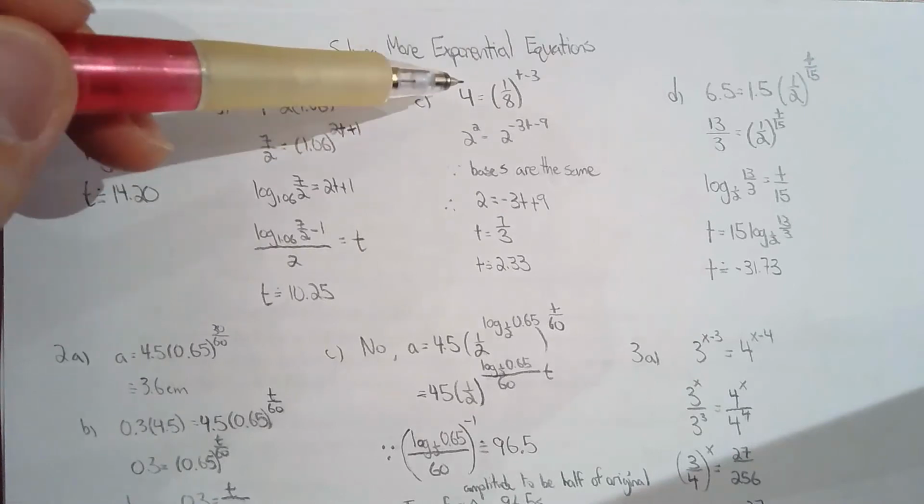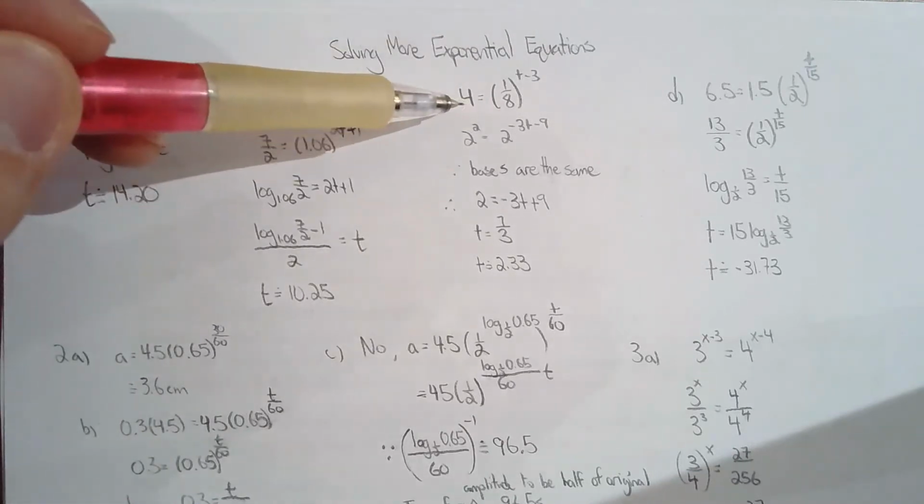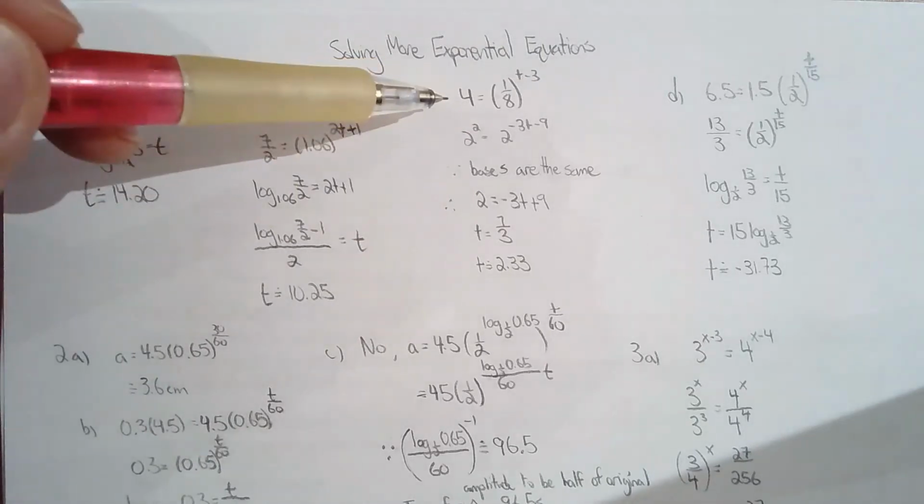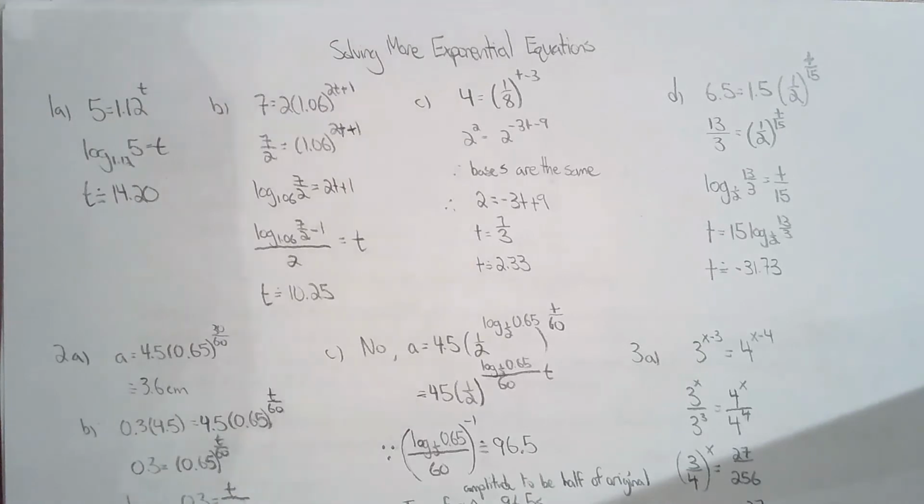For 1c, you didn't have to use logarithmic form. You could have, but I chose to set these two powers to have the same base, because 4 and 1 over 8 can both be expressed as powers of base 2. So that's what I did. But you could have used logarithmic form.